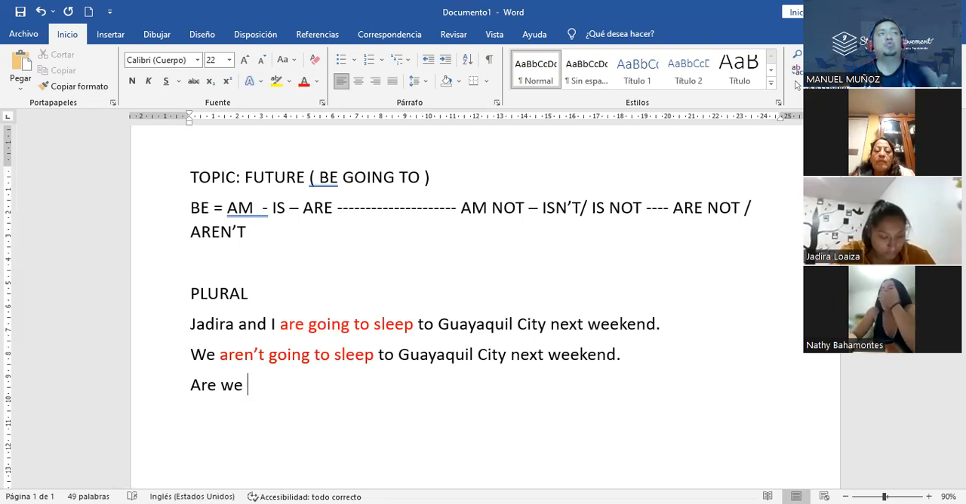Are we? You have to change. Just don't forget the verb to be, the first or the second use of the subject. Exactly, we. See? Don't forget, it also changes. Que cambiamos, please. And use going to. It is going to sleep.